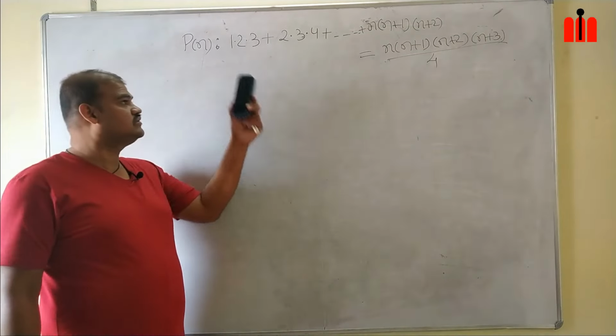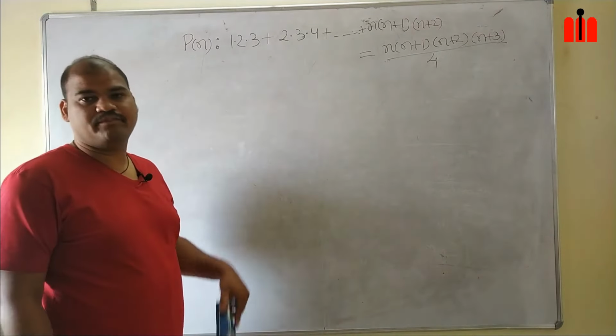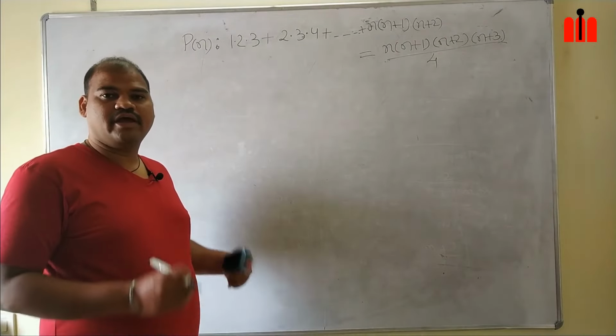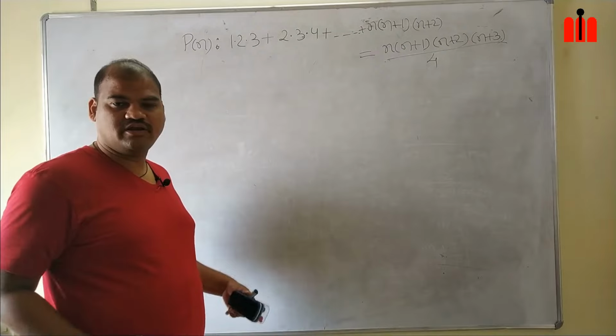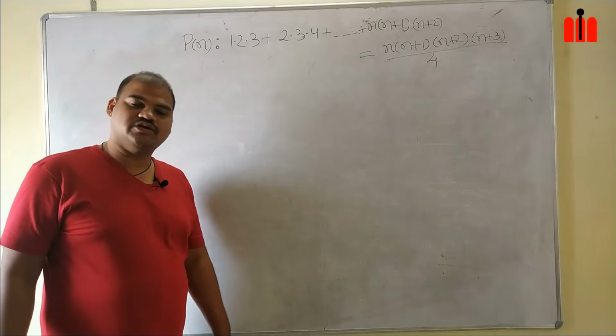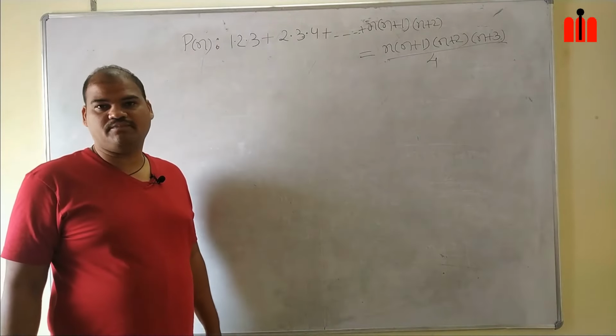So my third problem is 1 into 2 into 3 plus 2 into 3 into 4, like that, n into n plus 1 into n plus 2, is equal to n into n plus 1, n plus 2, n plus 3 by 4.